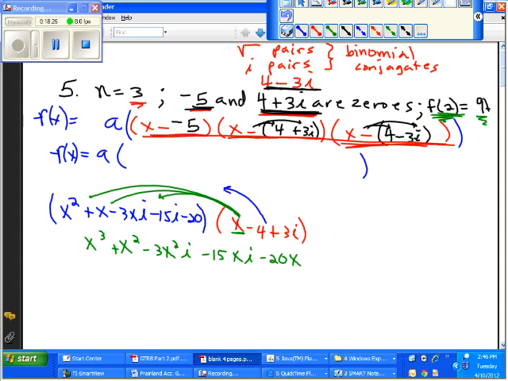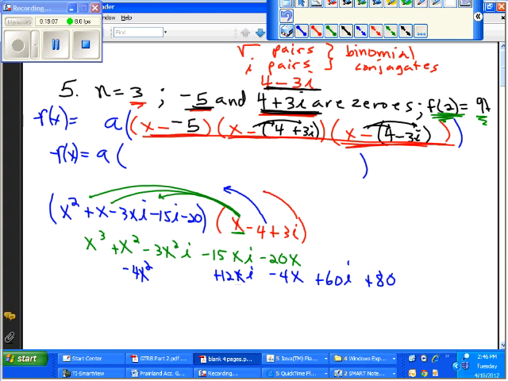Now we multiply the negative 4 through. Negative 4 times x squared is negative 4x squared. Negative 4 times x is negative 4x. Notice I'm putting my like terms together when I get an answer. Negative 4 times negative 3xi is 12xi. Hunting for a like term to put it with. Negative 4 times negative 15i is positive 60i. I don't have one of those yet. Negative 4 times negative 20 is positive 80, and I don't have one of those yet.